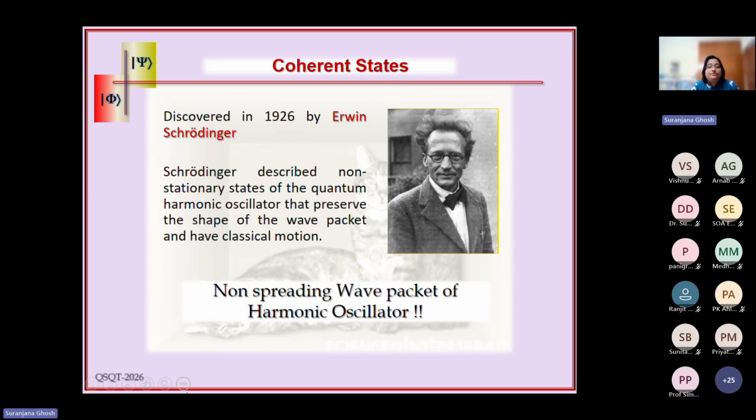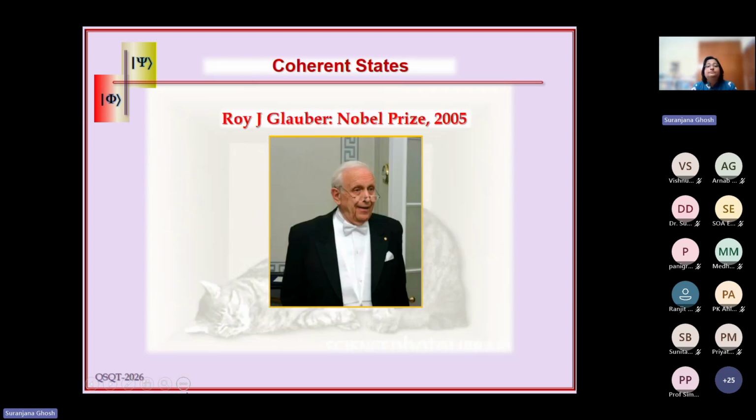At that time, Schrödinger described this non-spreading wave packet of the harmonic oscillator. He tried to find the transition between quantum and classical, and then he described the coherent state. Later, Glauber gave the definition of the coherent state in quantum optics and gave the mathematical formalism, and he got the Nobel Prize in 2005.